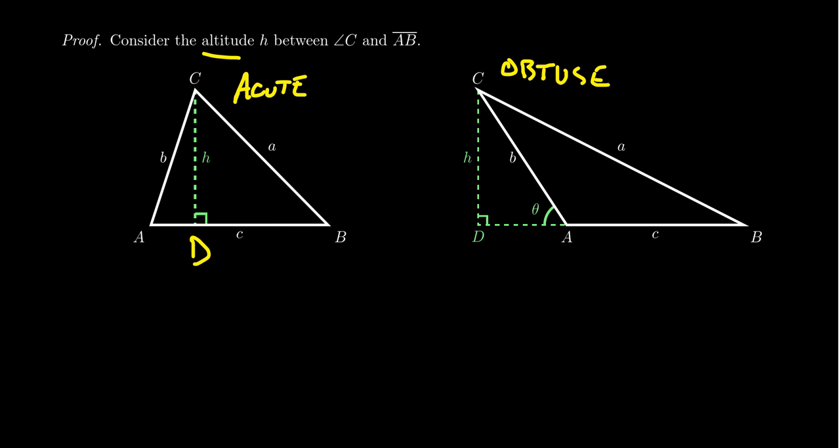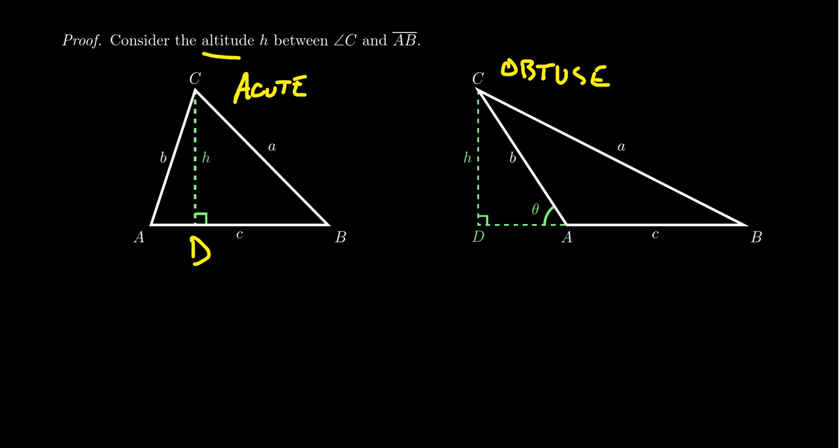For the obtuse case, the right triangles we're going to consider are going to be ACD again. That's a right triangle. Now, this is outside of the triangle, but still a right triangle. You also have the triangle ABD is a right triangle. And so in both situations, ADC is right and BDC is a right triangle. So even though the picture looks a little bit different, the labeling is going to work basically the same.